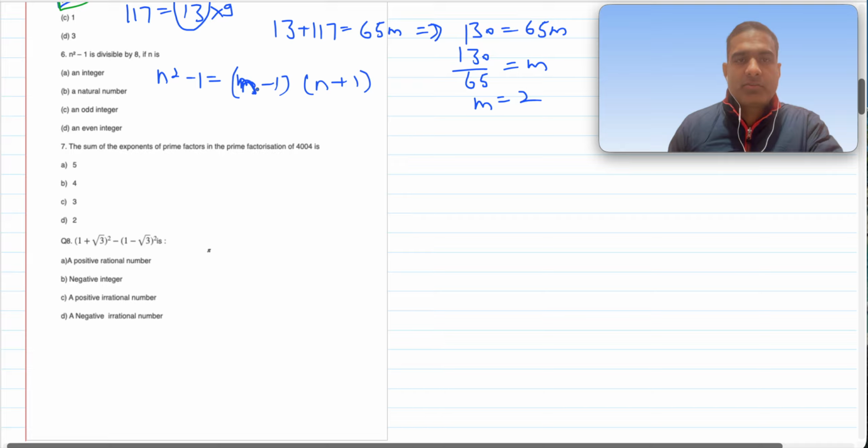So n minus 1 will be odd and n plus 1 will be odd, and odd times odd will always be odd. And any odd integer cannot be divisible by 8. So this cannot be our answer. And an integer can be even also, so this also will not be the answer. A natural number can also be even, so this also cannot be our answer. So the only possibility is option C, an odd integer.